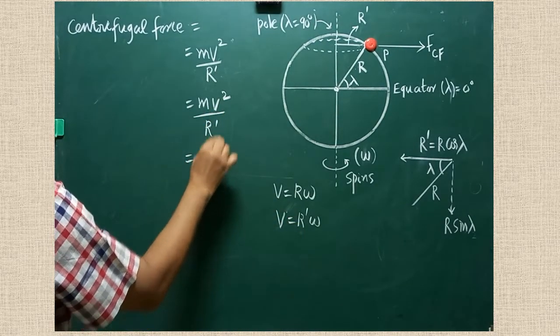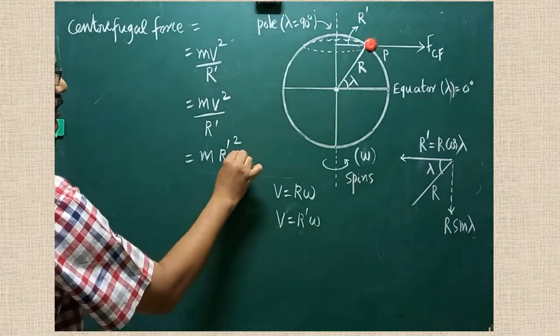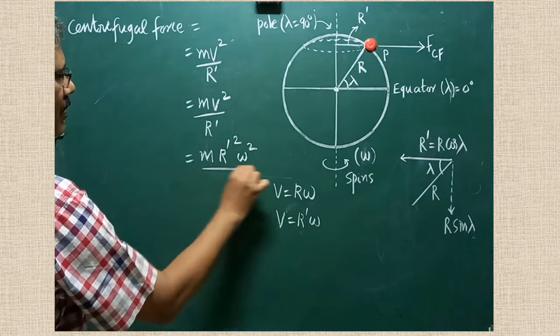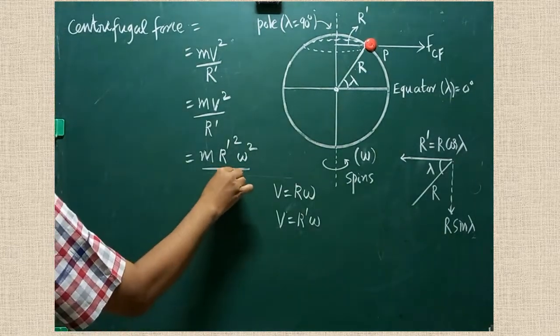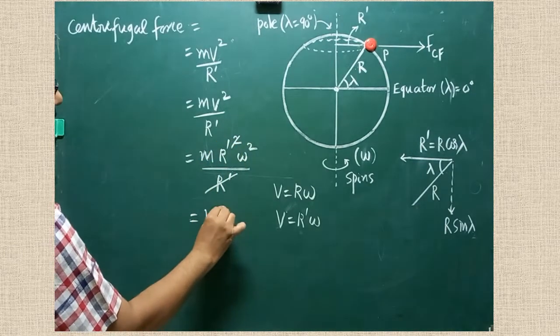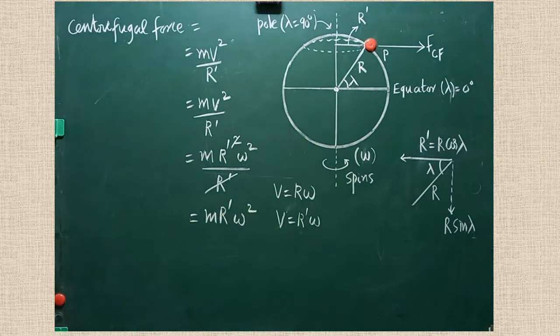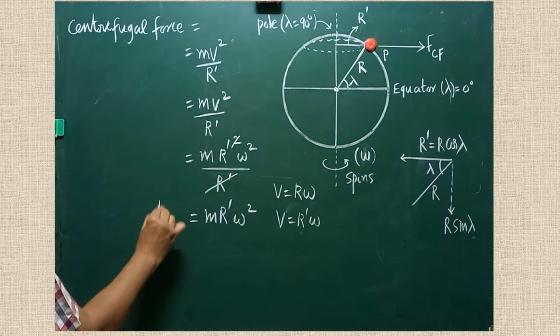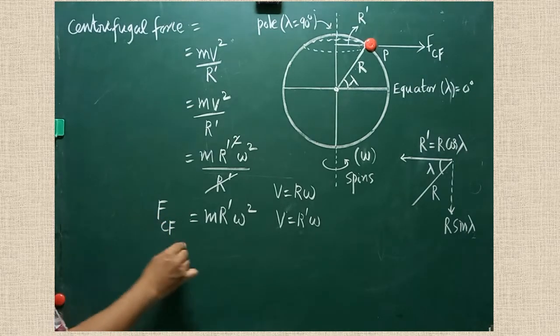Instead of v, substitute r dash square omega square divided by r dash. One r dash can be cancelled. So, what is the remaining thing? m r dash omega square can be written. Are you clear? So, this is the expression to calculate which one? Centrifugal force. That centrifugal force can be represented by FCF.